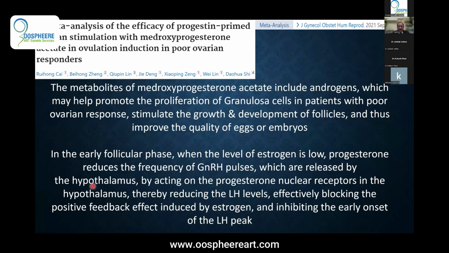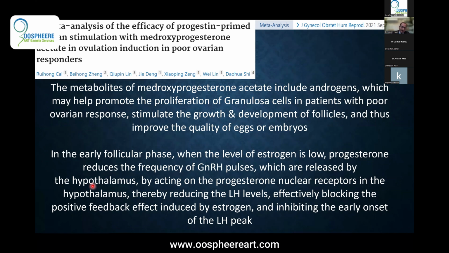Now, how does it act? It has two advantages. When you use medroxyprogesterone, the metabolites of medroxyprogesterone acetate are androgens. That helps to promote the proliferation of granulosa cells in patients with poor ovarian response. So these androgens are going to stimulate granulosa cells, and it will help us have better development of follicles and also better quality of eggs.